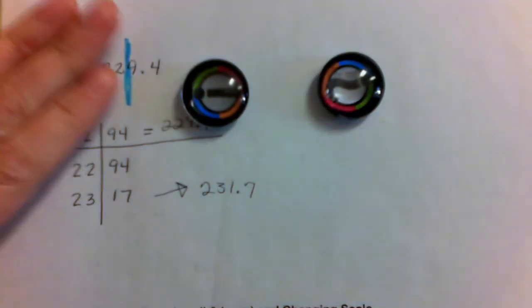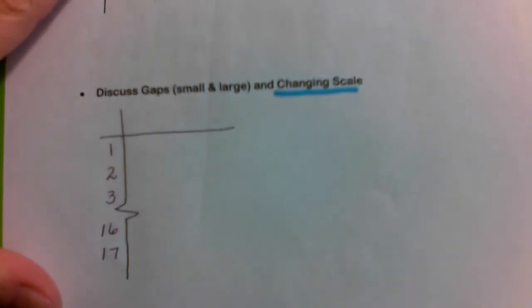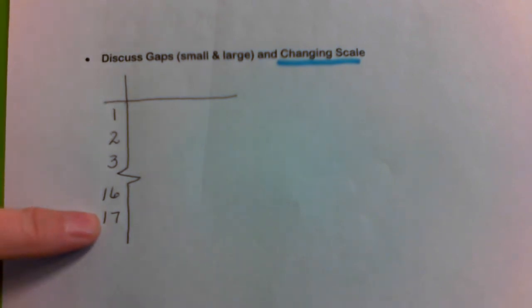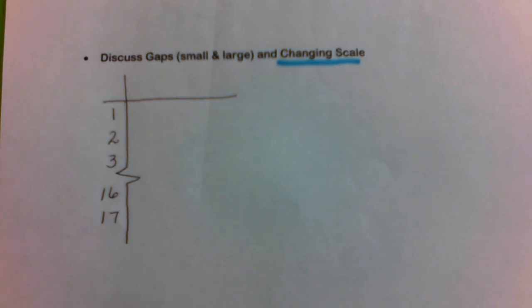Then the last thing that I want to point out is that sometimes what is called a changing scale is used in a stem and leaf. Notice my stem starts at 1 and it goes up to 17. Well, typically you would see it 1, 2, 3, 4, 5, 6, 7, 8, 9, 10, 11, 12, 13, 14, 15, 16, and 17. But if you do not have any leaf values that would fall from the 4 to the 15, there's no sense to write all of those numbers.